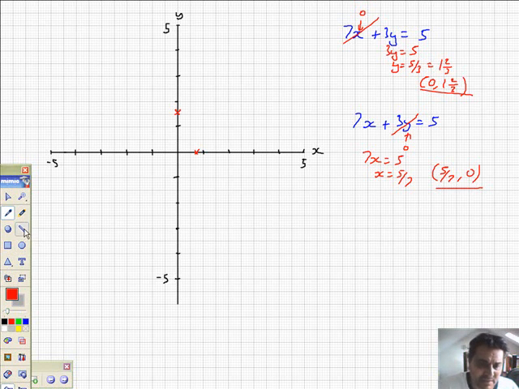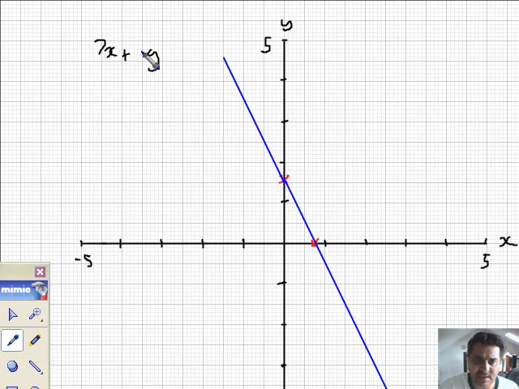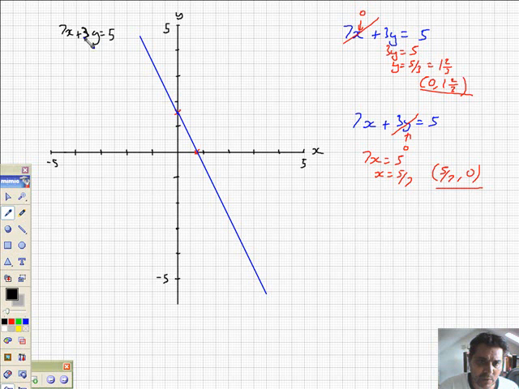So if I get my straight line arrangement going now, and plot it across like that, oh, it's too thick. Thin it out a little bit. I'll plot it like that. Maybe I should extend it back here as well, see what happens. It's not perfectly straight, but it's the best I can do. Right, so that's that one done, and I'd better label it. This one is 7x plus 3y equals 5.